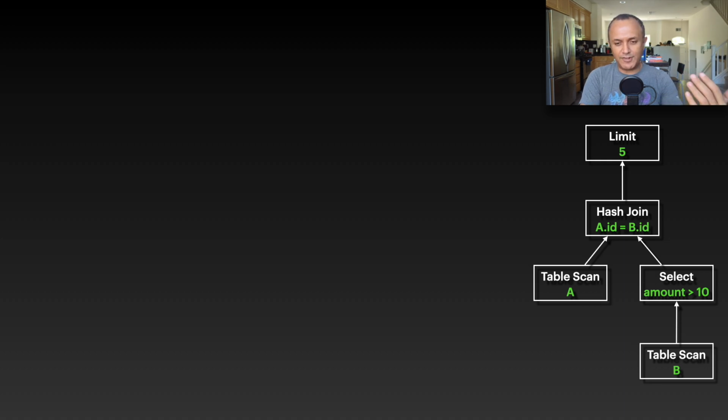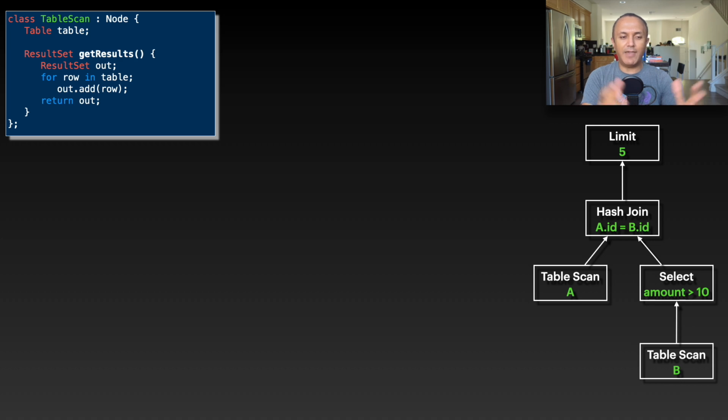Starting with the simplest one, the table scan. We have a class TableScan, which inherits from the Node superclass, and it has this getResults function, which returns a result set, a set of results. For this function, it's pretty simple. It just iterates over the rows in the table, puts them in that result set, and then returns that result set. So once you call TableScan getResults, it will return all the rows from the table.